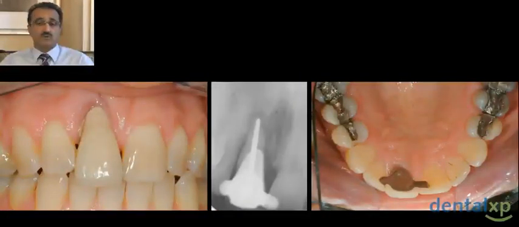Another case, even more complex perhaps. Now we see a patient with a hopeless tooth that's been treated rather more aggressively than we would really suggest. It's been some, in my mind, ridiculous efforts to try and keep this tooth, but anyway, here we are.